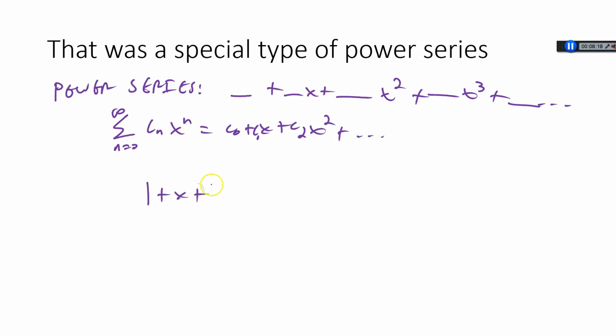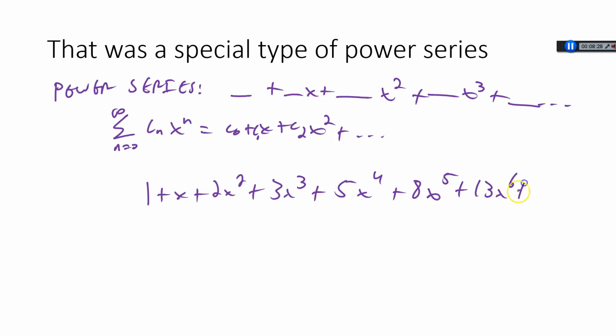1 plus x plus 2x squared plus 3x cubed plus 5x to the 4th plus 8x to the 5th plus 13x to the 6th plus 21x to the 7th. Anyone recognize what these numbers make? 1, 1, 2, 3, 5, 8, 13, 21. These are the Fibonacci sequence. Still a power series, though. It doesn't have to be geometric, doesn't have to be a Taylor series. Anything that has increasing powers of x is going to be a power series.